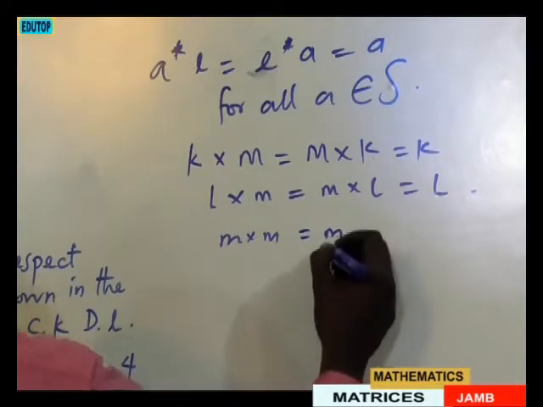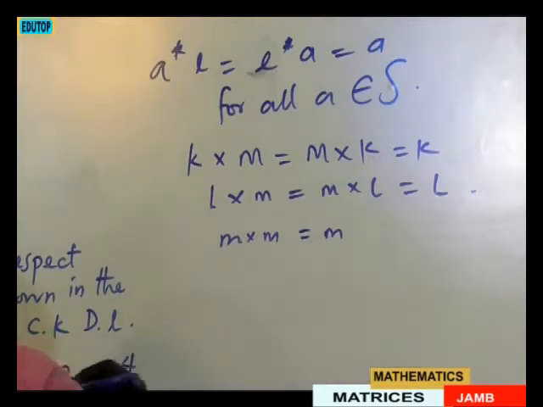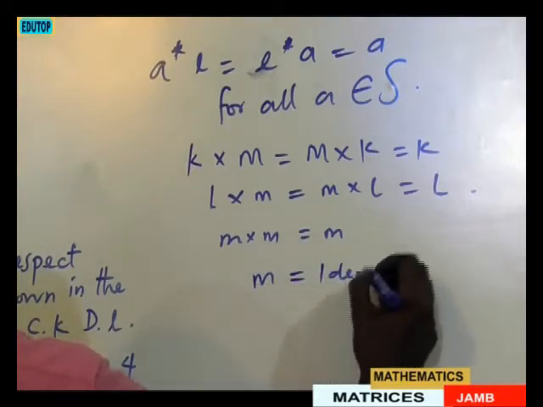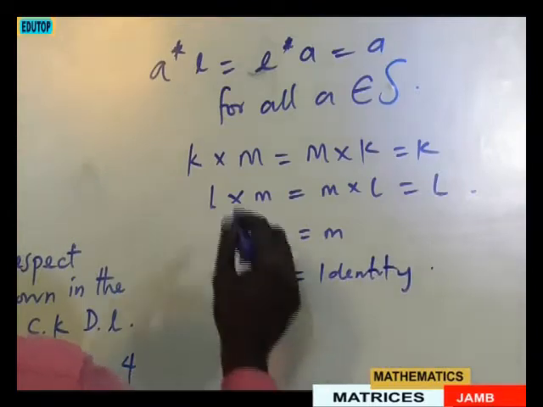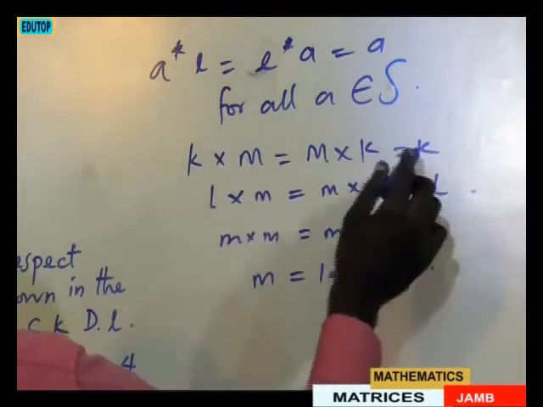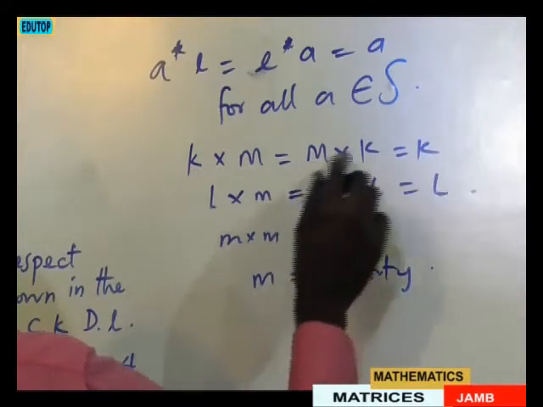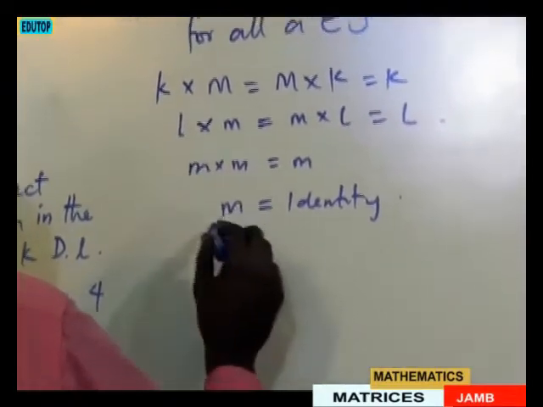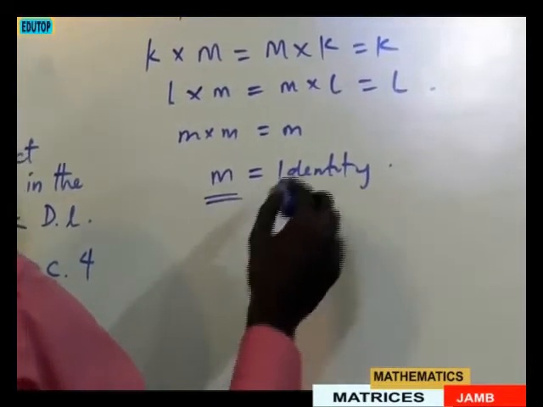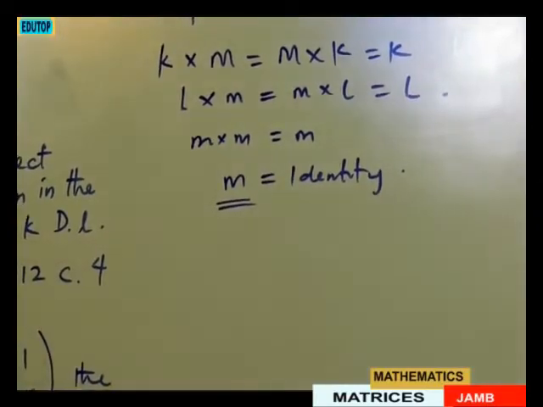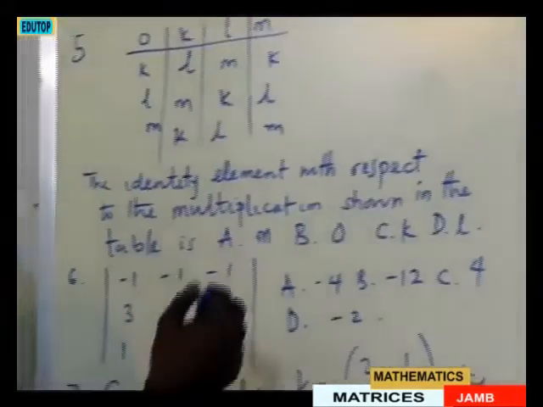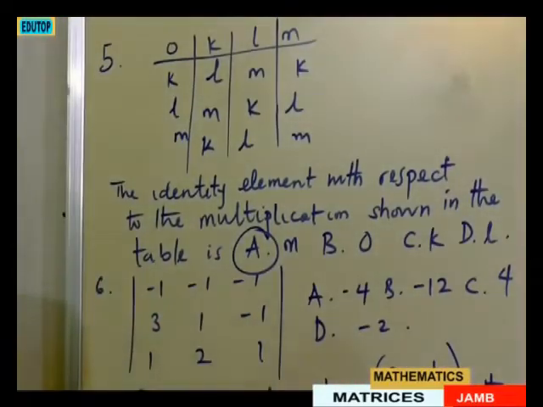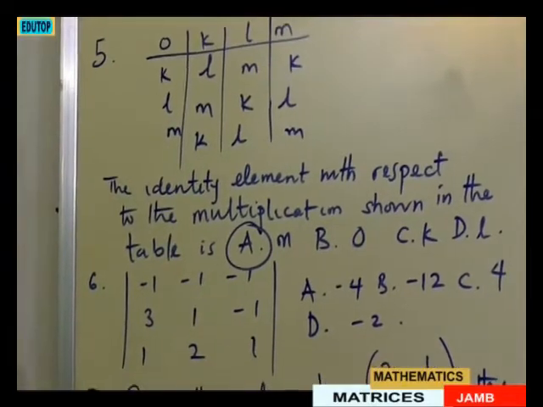So in this situation, what we can deduce from here is that m is the identity. Since when you multiply k by m, you are getting k. You are multiplying m by k, you are getting k. L by m, you are still getting L. M by m, you are still getting m. So automatically that justifies the claim that m is an identity element. So we go to our options and identify our identity element, rather not identity matrix, identity element. So our identity element here will definitely be m.